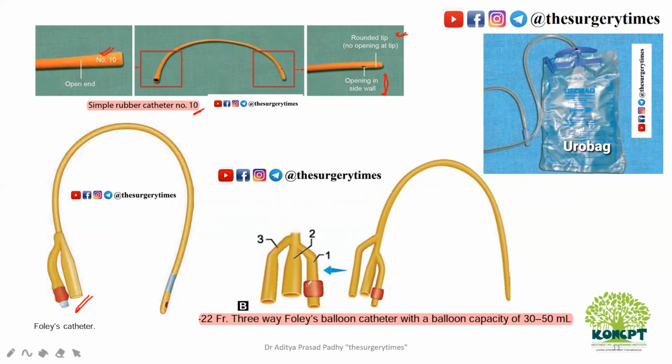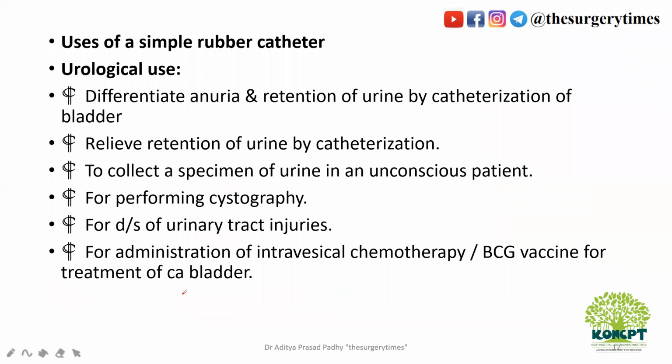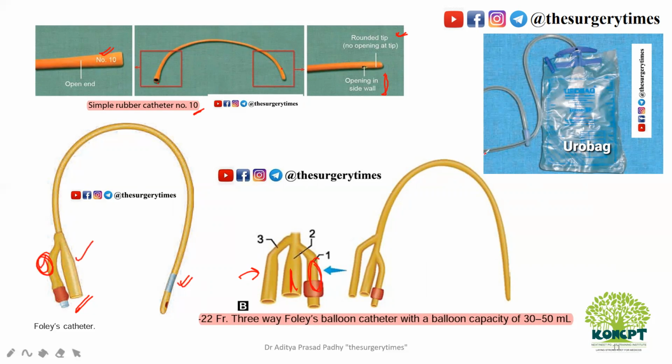Three-way means this is the main channel, through which we can irrigate the bladder, and this one is for inflating the balloon, as in the two-way catheter. This is the main channel, and this part is for inflating the balloon. The balloon is present over here. Now next, this is the urobag.